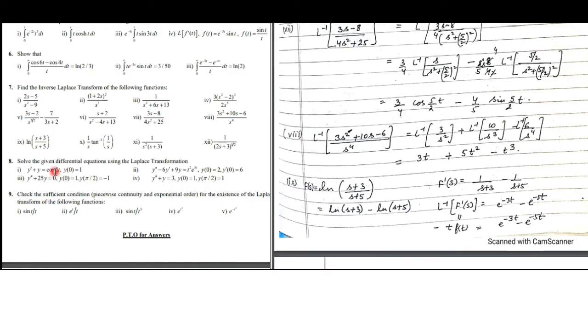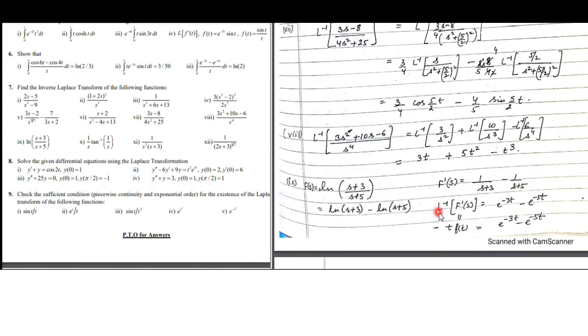Now just see question number 9th part. We have to find out the Laplace inverse of ln (s plus 3) upon (s plus 5). In these types of cases where we are given some ln, tan in these types of functions, we will first find out the derivative. We can write this as ln (s plus 3) minus ln (s plus 5), and we can find its derivative. We get 1 over s plus 3 minus 1 over s plus 5.